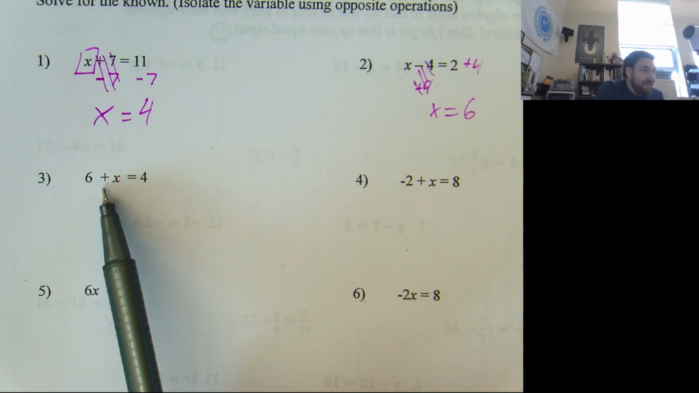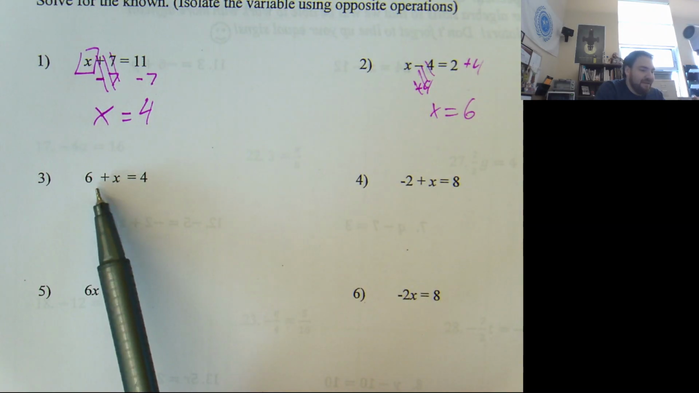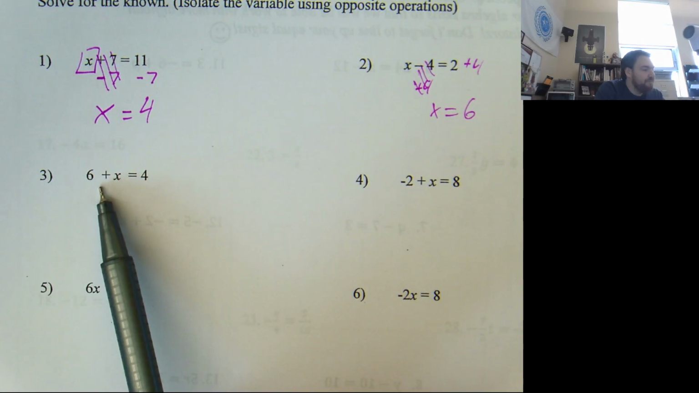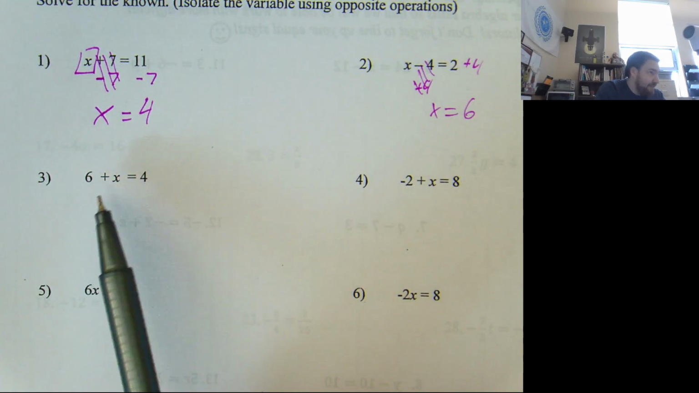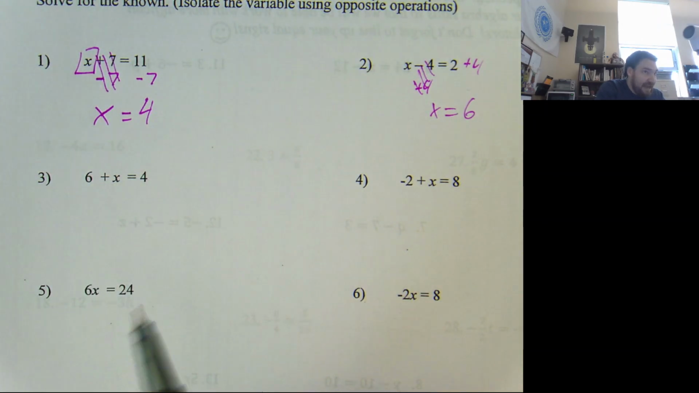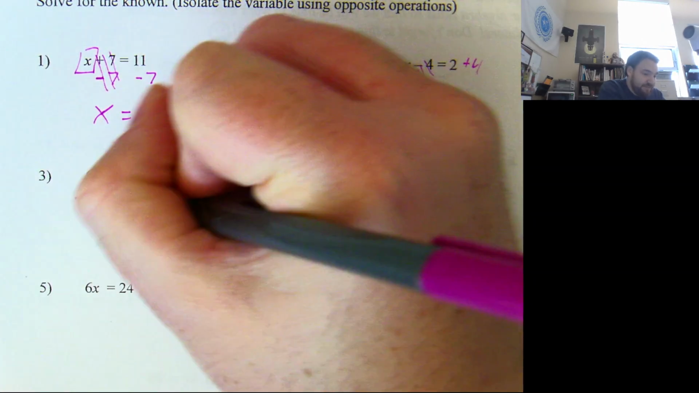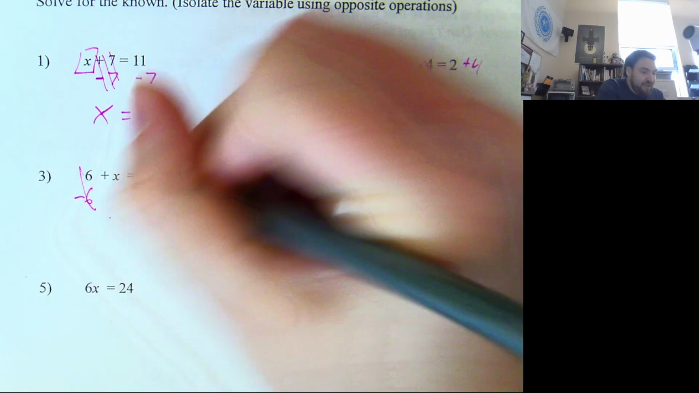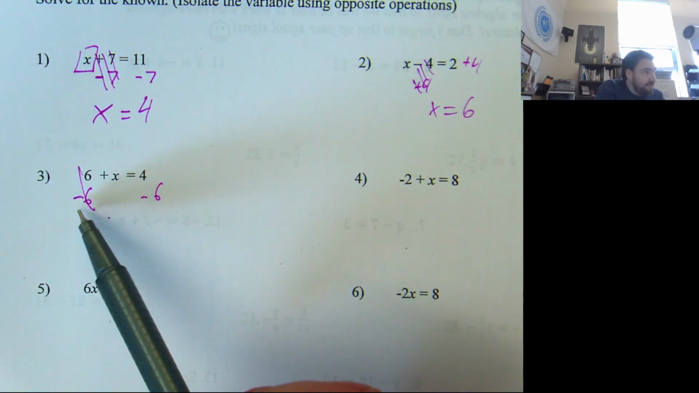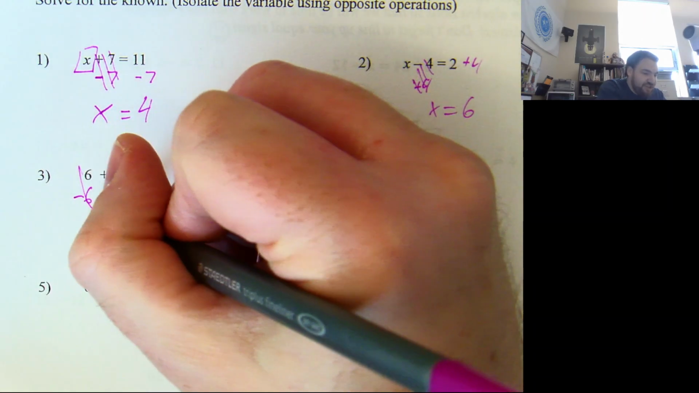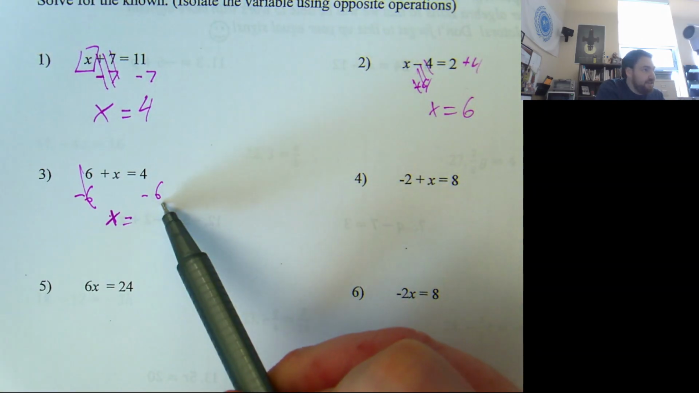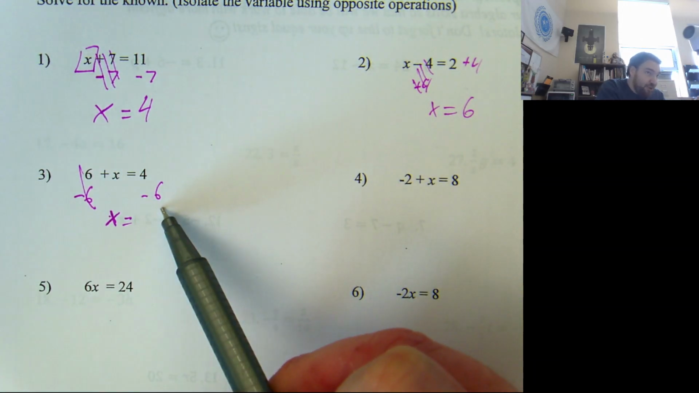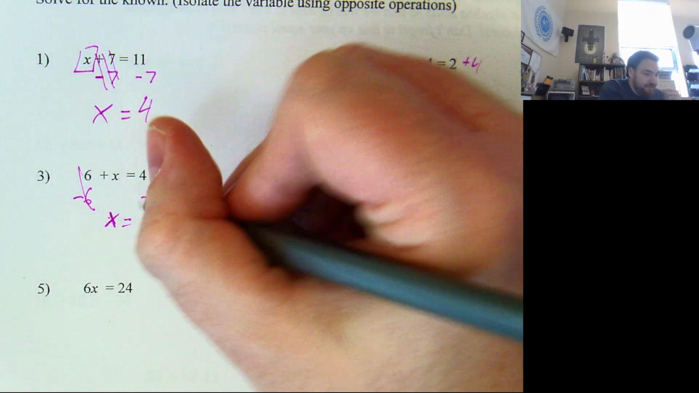So, humor me, guys. I got 6 plus x equals 4. What is the opposite of having a positive 6 added to something? Yeah, a -6. And so we're going to do that to both sides. So the 6 minus 6 is 0, leaving us just with x on that left-hand side. And now we're going to do 4 minus 6. It is not 10, Denny. 4 minus 6 is not 2. It's -2.